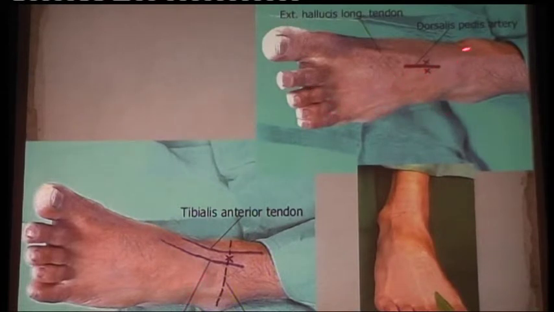Extensor hallucis is on this side, tibialis anterior is on this side, and this is the dorsalis pedis artery. You can inject on both sides of the artery, or the entry of the needle is here. You insert through both the fascias, go up to the periosteum, come back, aspirate and inject. You have to be more on the extensor hallucis side.